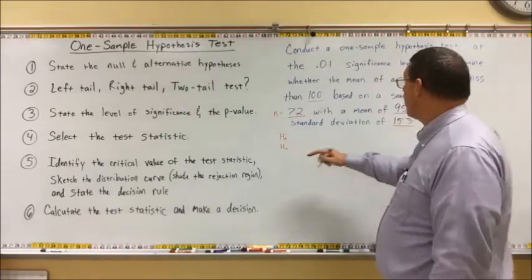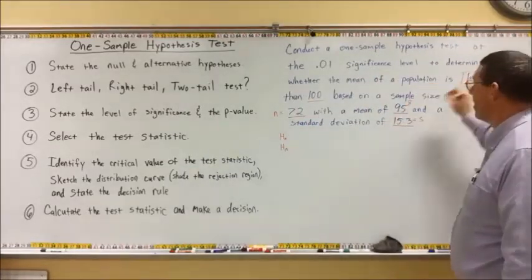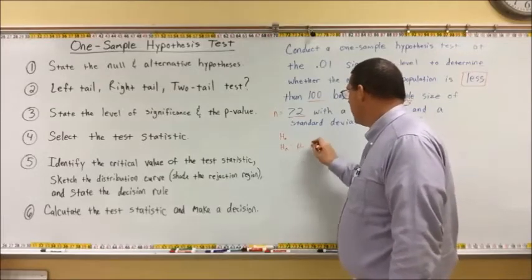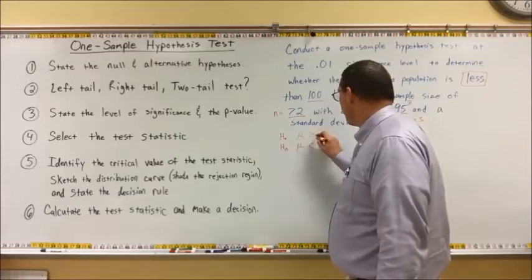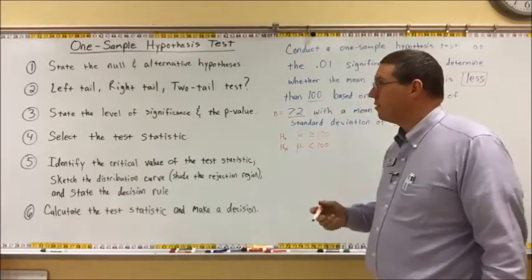And so our alternative hypothesis, we're testing whether the mean of the population is less than 100. So we're going to hypothesize that the population mean is less than 100. And if that's our alternative hypothesis, then our null hypothesis is going to be mu is greater than or equal to 100. Step 2, is this a left-tail test, a right-tail test, or a two-tail test?